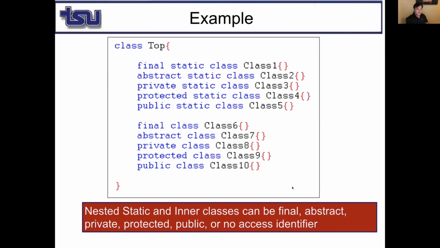So a static class can be final. A static class can be abstract, private, protected, public, no problem. Similarly, an inner class can be final, abstract, private, protected, or public, no problem. Okay.